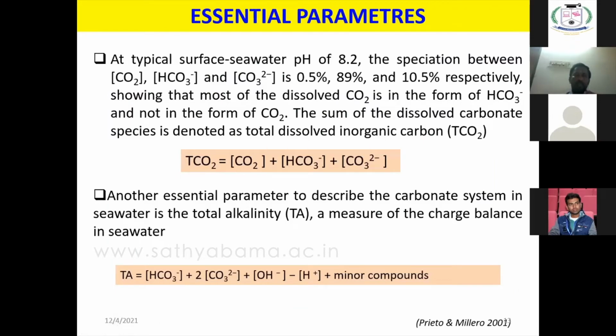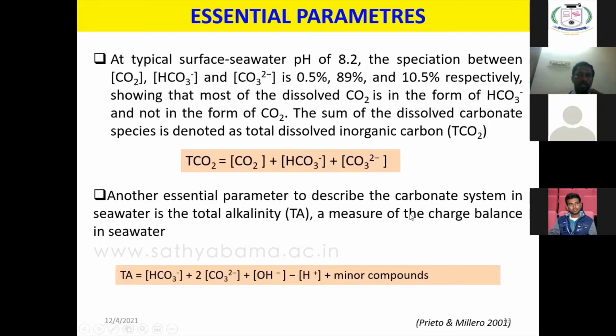And some essential parameters over there. These are total carbon dioxide and then total alkalinity. The first one is total carbon dioxide content. That is because we need to know the amount of carbon dioxide that has been dissolved over there. Then only we can identify, or we can control, the ionic system. So the total carbon dioxide is nothing but the addition of the amount of carbon dioxide, and then the formed bicarbonate, and then the formed carbonate ion.